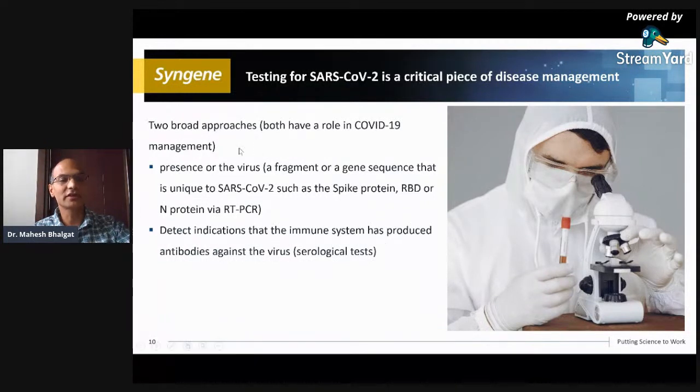Now, there are two ways to look at the testing, and there are many more than this. I only want to cover two different ones, which are the most common ones that you're hearing about. One is looking for the presence of the virus. And there you look for a fragment or a gene which is unique to the SARS-CoV-2, such as the spike protein RBD or the N protein. The other way to look for testing is to look for indications that the body has started to mount an immune response, and there you look for antibodies. And this is done through the serological tests.